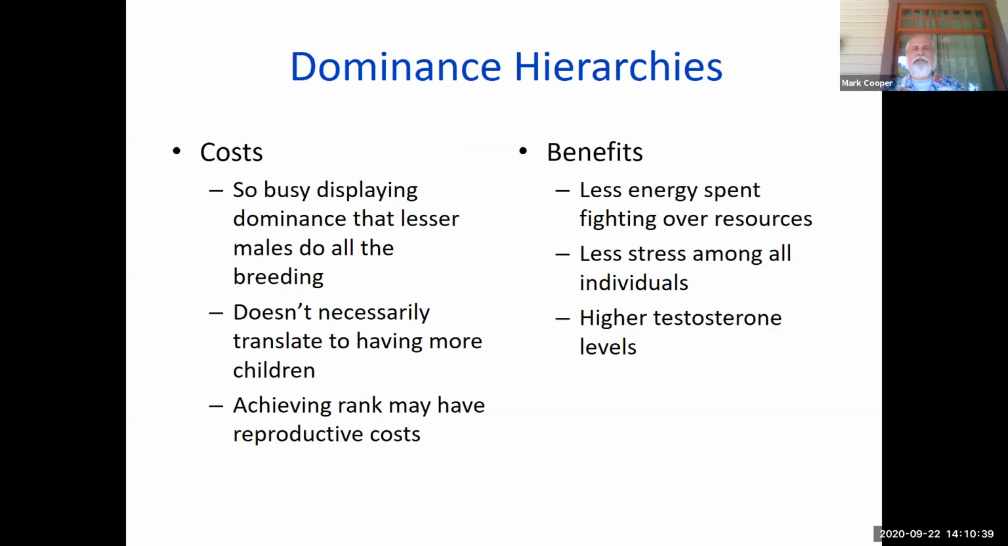All right, and then the last thing is I just want you to break down the benefits and costs of having these hierarchies. Sometimes we saw it in the rhesus monkeys, where you're so busy displaying and trying to be the dominant one that it doesn't pay off with children. So you don't get to do the breeding, you're not having the children. And achieving rank may have reproductive costs, just having the high costs of testosterone. Testosterone actually is not necessarily great for the body. It does damage. Then some of the benefits: once the hierarchy's set up, there's less energy spent.